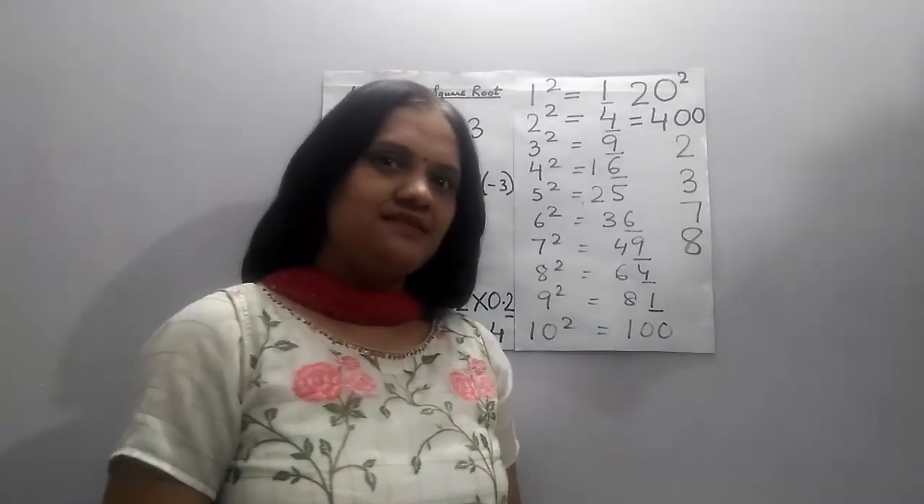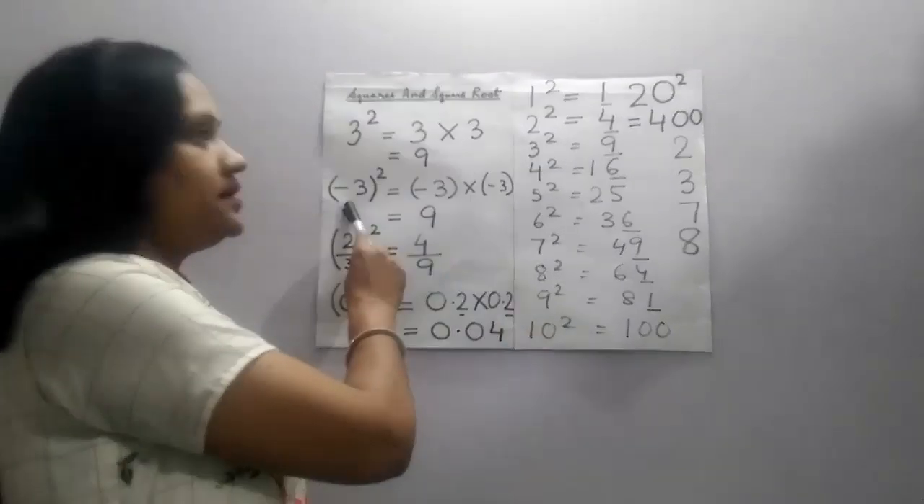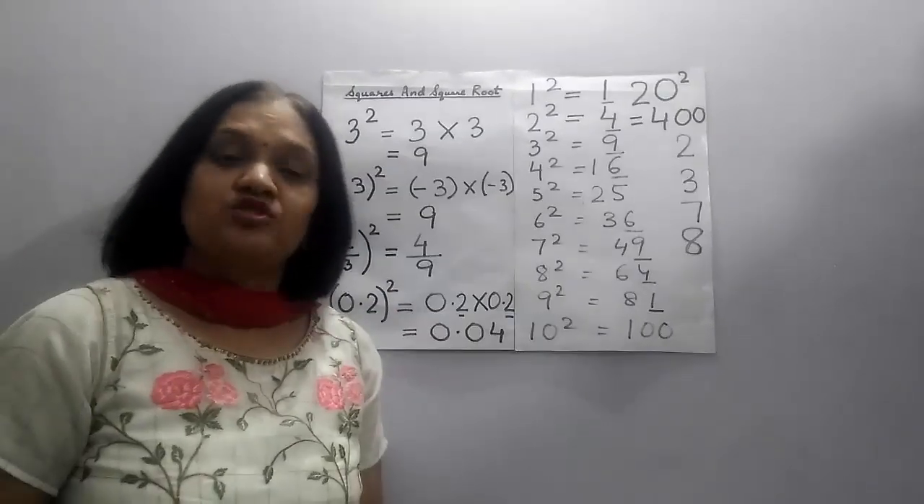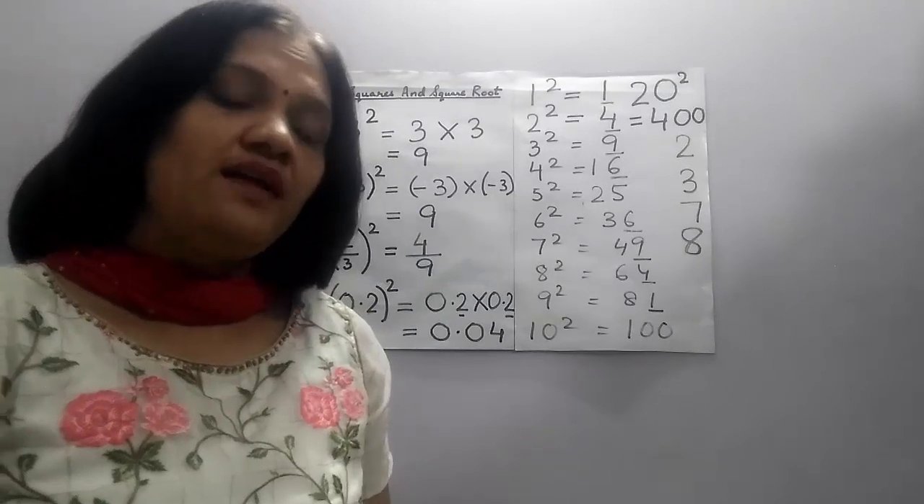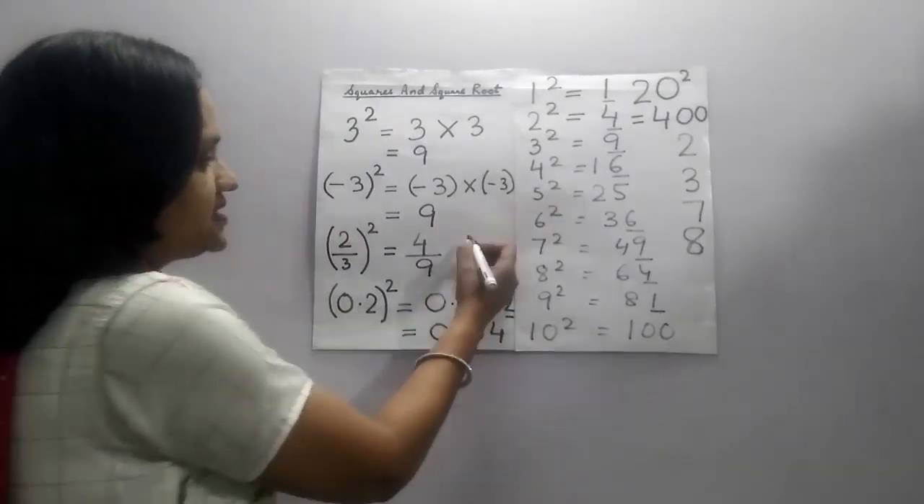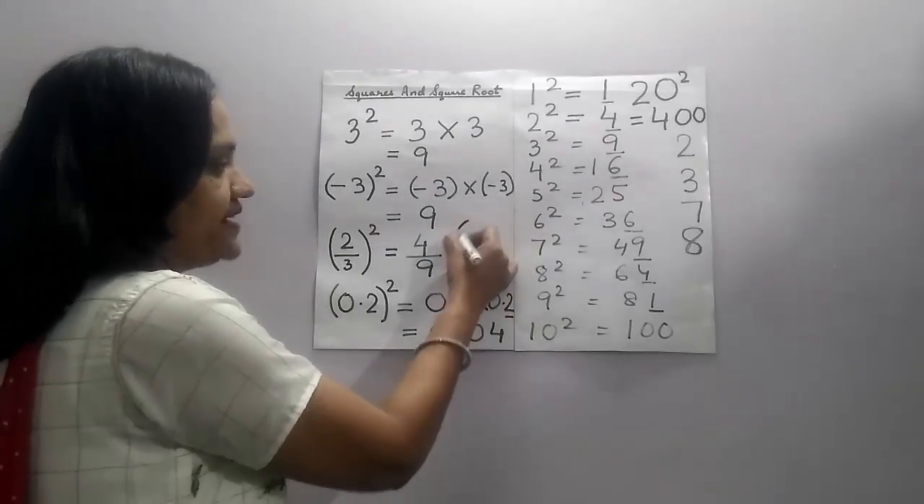We had discussed that the square of -3 is 9. Square of 3 is also 9. Now, suppose I ask you to find the square of -4.